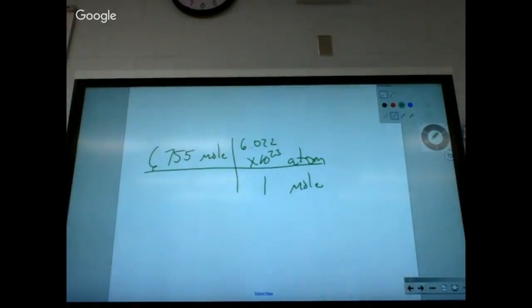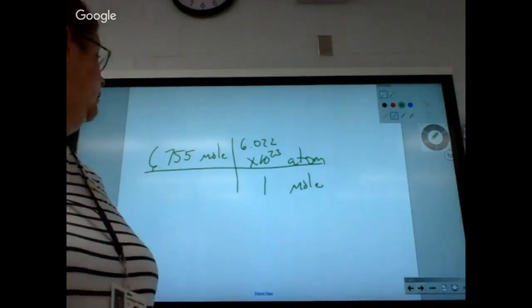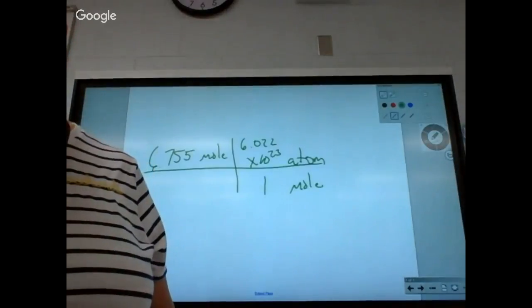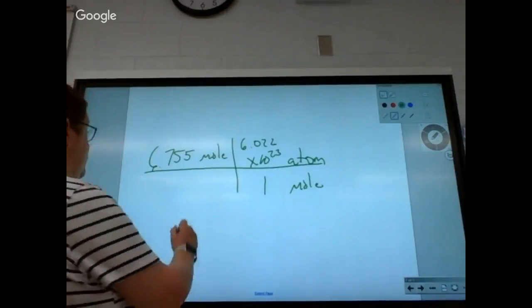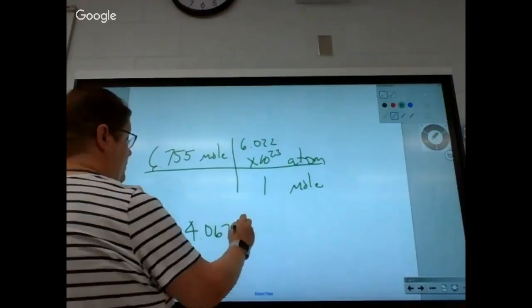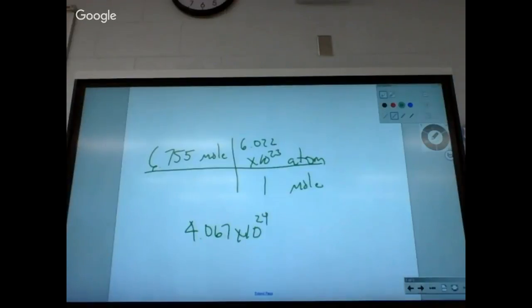Because that's right. Exactly. So 6.755 times 6.022 second EE 23. I got 4.067 times 10 to the 24th. All right. Does that help with homework? Could you do it differently, like from atoms to moles? From moles to grams? Yeah. For that one? No. Because I gave it moles. Or I got 4.068. I don't know.